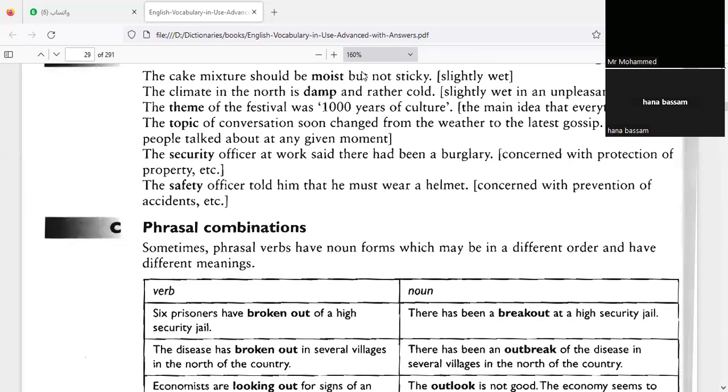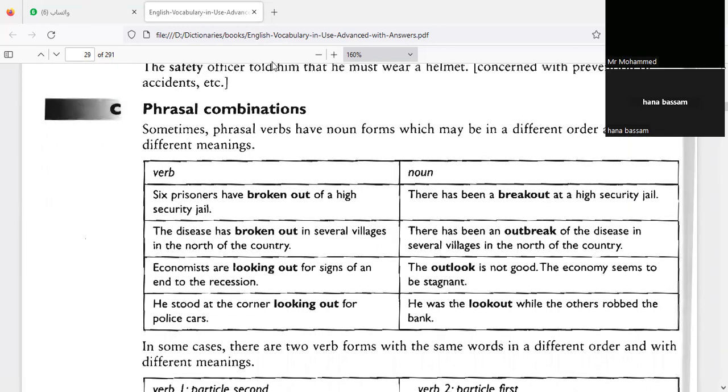Okay, now let's move to phrasal combinations. Sometimes the phrasal verbs have noun forms. Do you know what phrasal verbs mean, Hannah? Phrasal verbs here means a verb plus preposition. يعني فعل وحرف جر مع بعض. Like when I say, for example, look in, look out of, look down, look up, look for, look after, look out. So verb plus preposition. So when we have verb plus preposition, we call this phrasal verb. So now what is a phrasal verb? It's a verb plus what?